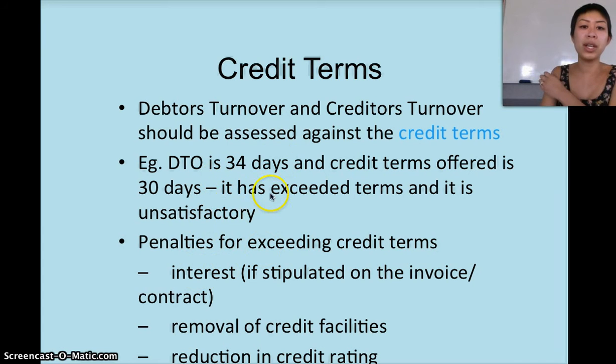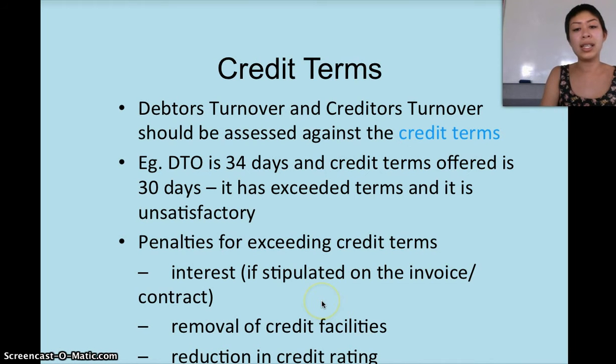Sometimes there are penalties for exceeding credit terms. There can be interest, but only if it's stipulated on the invoice or the contract. So when I sell something, I need to tell them, or I need to have it written down, that if you exceed the credit terms, then there will be interest or a late fee. You can't simply decide to charge a late fee or interest if it's not stipulated in the beginning.